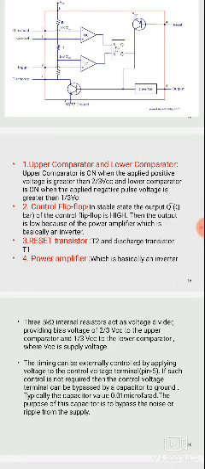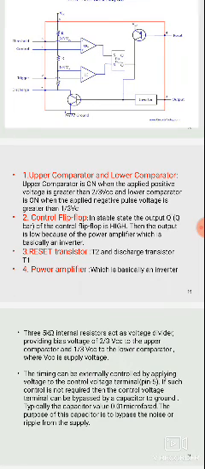The upper comparator is on only when the applied positive voltage is greater than 2/3 VCC. The lower comparator is on when the applied voltage is greater than 1/3 VCC. Just now we discussed that the threshold voltage will be greater than 2/3 VCC, and the triggering input is connected to pin 2.